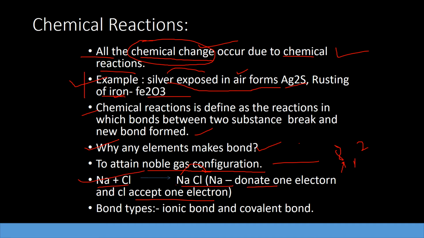Now I will talk about the bond types, that is ionic bond and covalent bond. An ionic bond is the bond which is formed due to the transfer of electrons, and covalent bonds are the bonds which occur due to the sharing of electrons. We will study these bonds a little bit later in our next chapters.